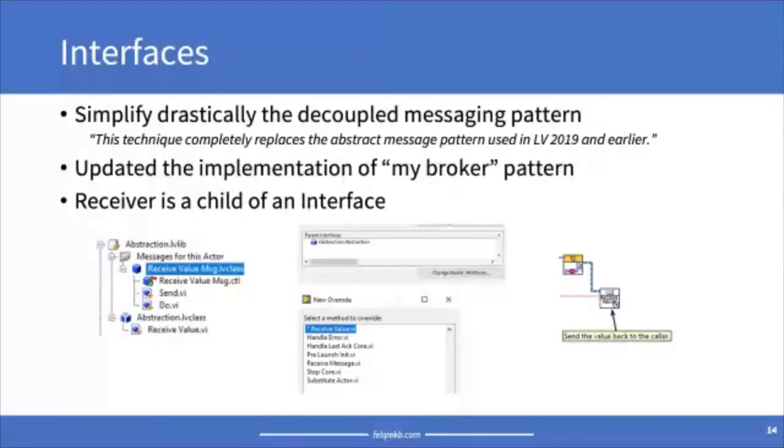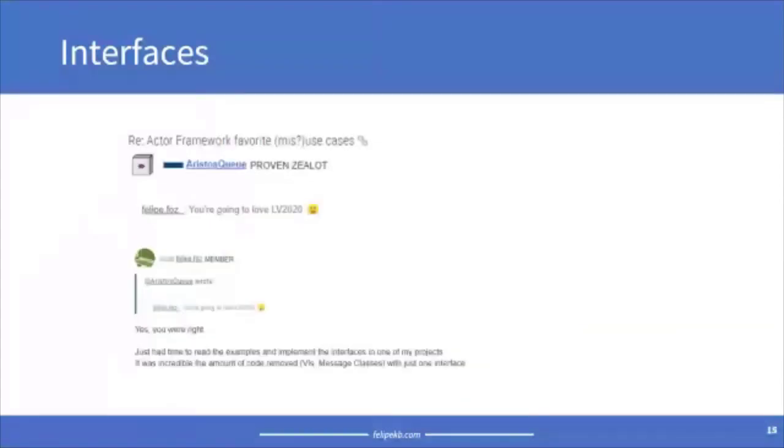There is also a forum conversation that Stephen and I had, where we were talking about these messaging interfaces and how you can better use these abstract messages. And he said, "Felipe, you're going to love LabVIEW 2020," and he was right. I read the examples, implemented interfaces in one of my projects, and the amount of message classes was reduced from 10 message classes to one or two only.